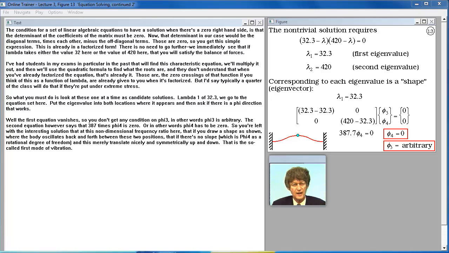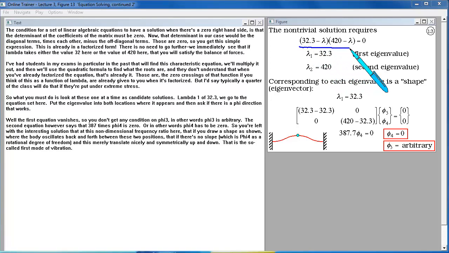The condition for a set of linear algebraic equations to have a solution when there's a zero right-hand side is that the determinant of the coefficients of the matrix must be 0. Now, that determinant in our case would be the diagonal terms times each other minus the off-diagonal terms. Those are 0, so you get this simple expression. This is already in a factorized form. There is no need to go further. We immediately see that if lambda takes either the value 32 here or the value 420 here, you will satisfy the balance of forces.